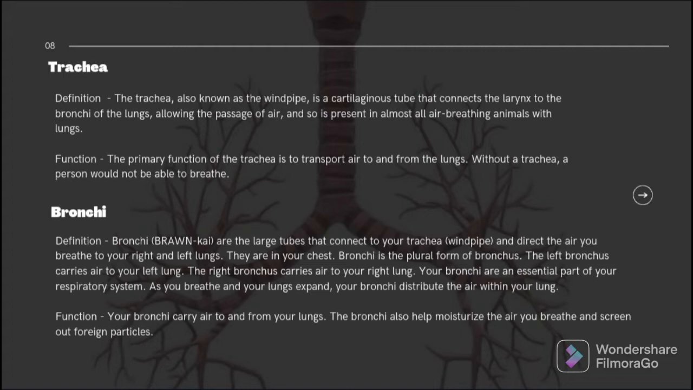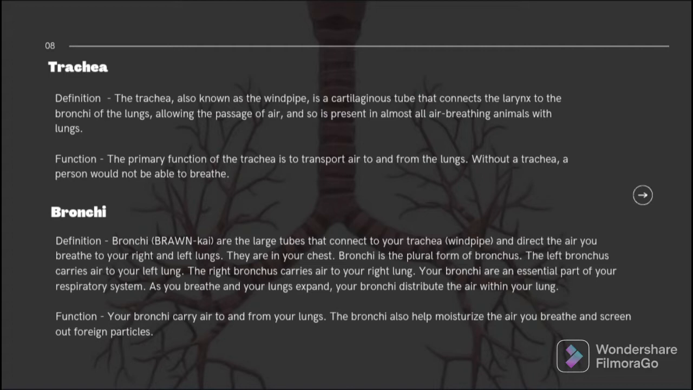The mucus in the trachea helps capture microorganisms such as viruses and harmful bacteria before they enter the lungs. The trachea also helps regulate the temperature of the air coming in and out of the lungs. On cold days, the trachea helps warm and humidify the air before it reaches the lungs. On hot days, the trachea helps cool the air through evaporation.